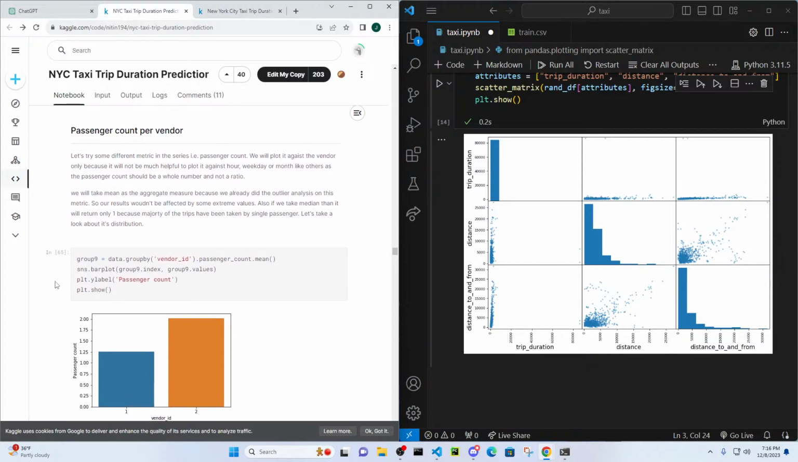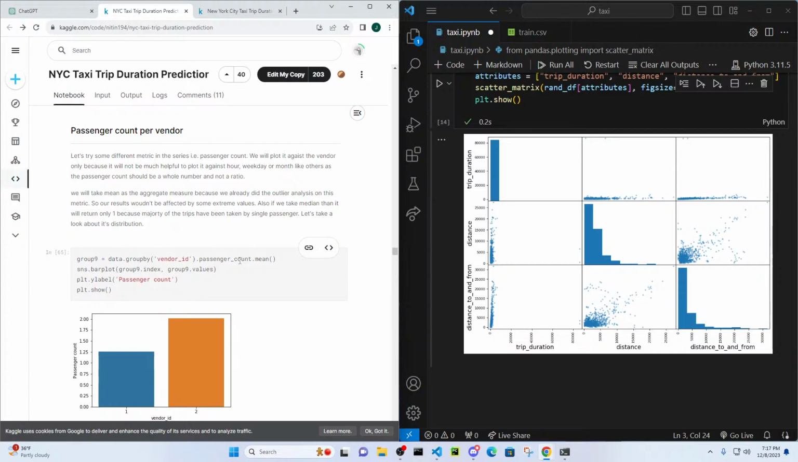Passenger count per vendor. So let's try some different metric in the series. Passenger count, we will plot it against the vendor only because it will not be much helpful to plot it against hour, weekday, or month like others, as the passenger count should be a whole number and not a ratio. We will take the mean as the aggregate measure because we already did the outlier analysis on this metric, so our results wouldn't be affected by some extreme values. Also, if we take median, then it will return only 1 because majority of the trips have been taken by a single passenger. Let's take a look at its distribution.